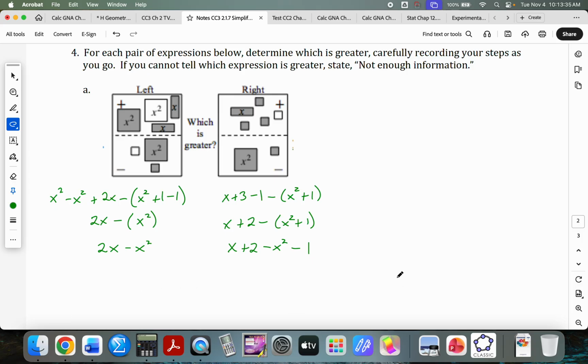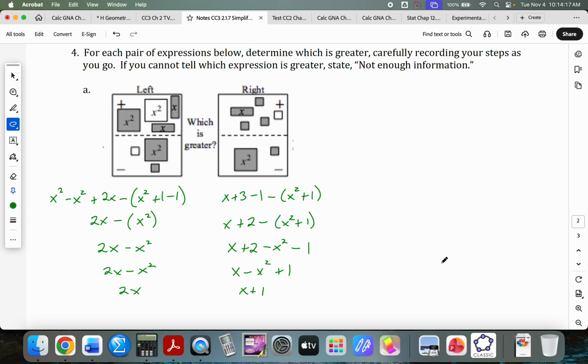Which side can I simplify? On the right side, we can simplify that. So here I've got 2x minus x squared. Here I've got x minus x squared plus 1, because it's positive 2 minus 1. Exactly right. What can I remove from both sides? The negative x squared, yes. So I've got 2x and x plus 1.